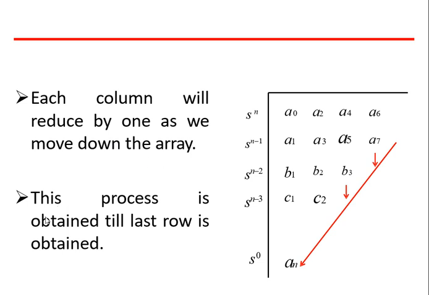Now this process is carried out till the last row is obtained. See, this is very important. This process is carried out till the last row is obtained. That is very important, that you have to keep in mind. Don't leave this in between, because we have to complete this process, then only we can correctly understand the stability of that system. So this process is carried out till the last row is obtained. That is a very important thing.